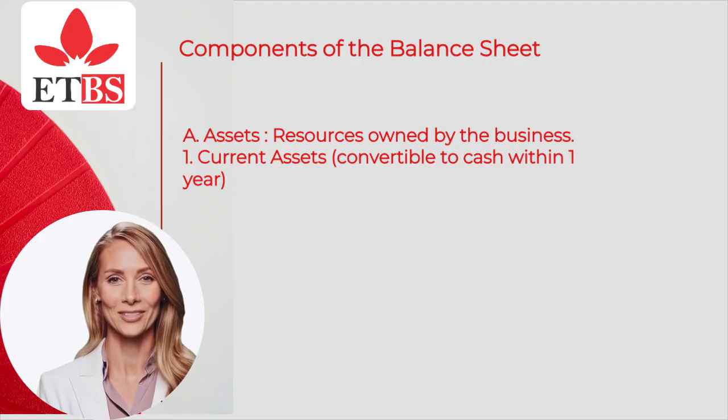B. Liabilities, obligations or debts owed to third parties. 1. Current liabilities, due within 1 year: accounts payable, short-term loans, wages payable, taxes payable. 2. Non-current liabilities: long-term loans, bonds payable, pension liabilities, deferred tax liabilities. C. Owner's equity, the residual interest in the assets after deducting liabilities. Share capital, common and preferred. Retained earnings, additional paid-in capital, reserves, treasury stock, deducted from equity.